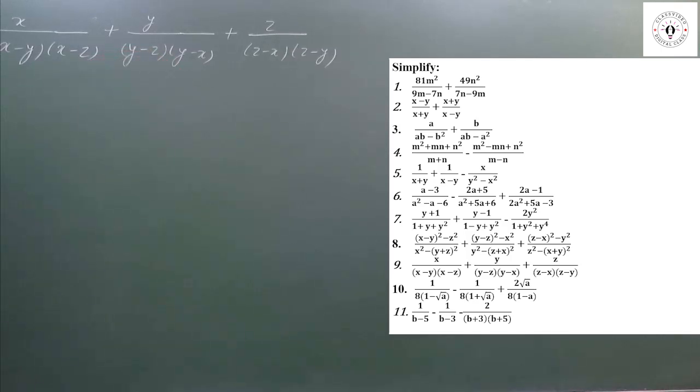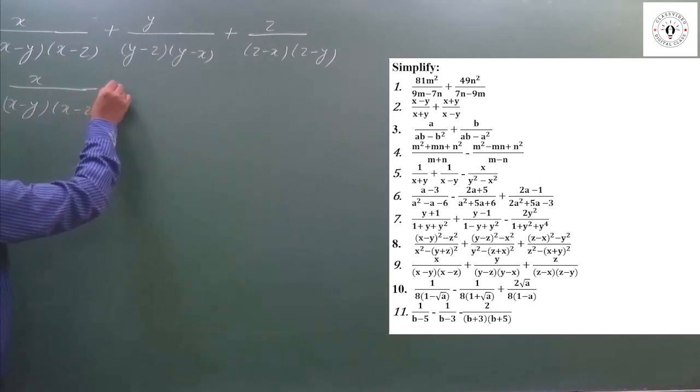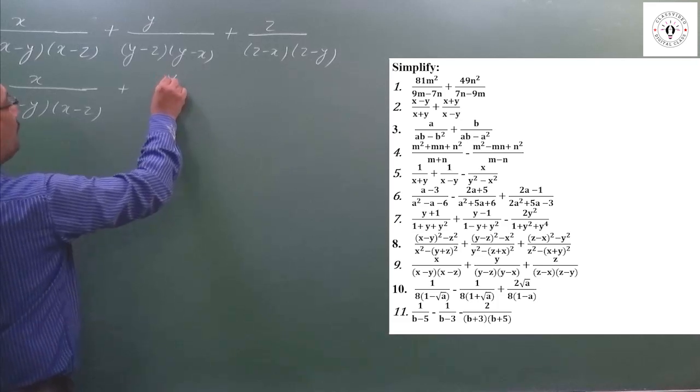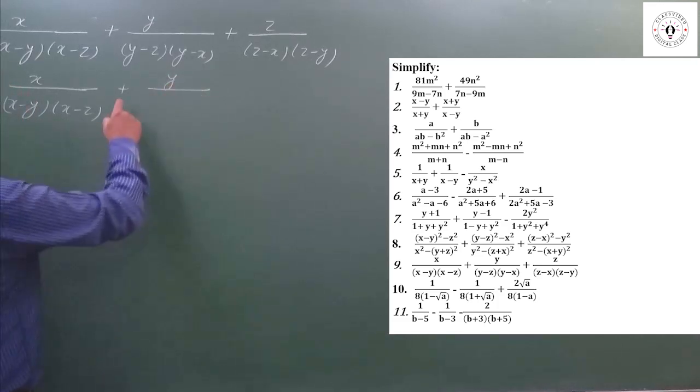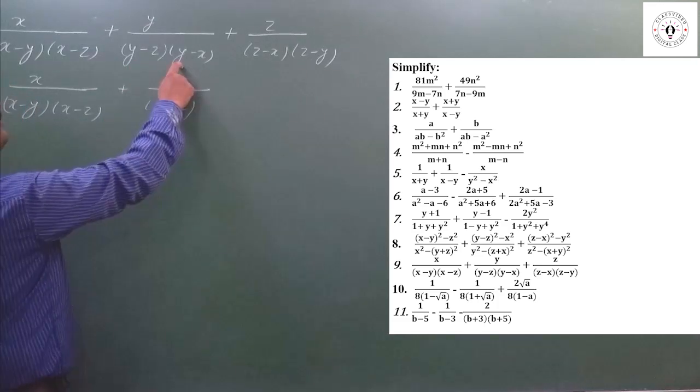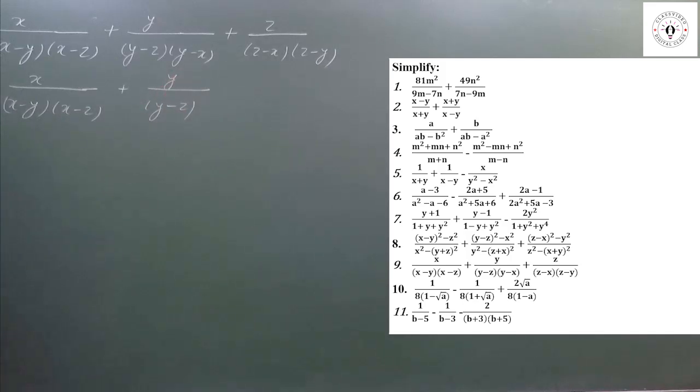We know that we have to take the LCM of denominator, and before taking the LCM of denominator, if possible, try to make the same denominator. So look here, first fraction I'm going to write as it is, X minus Y times X minus Z, plus Y upon, look here, Y minus Z as it is. What is here? Y minus X. But what we need? X minus Y to make the same denominator.